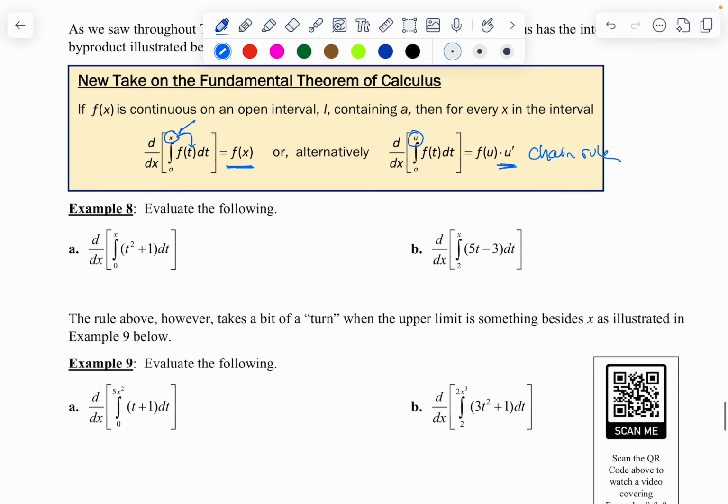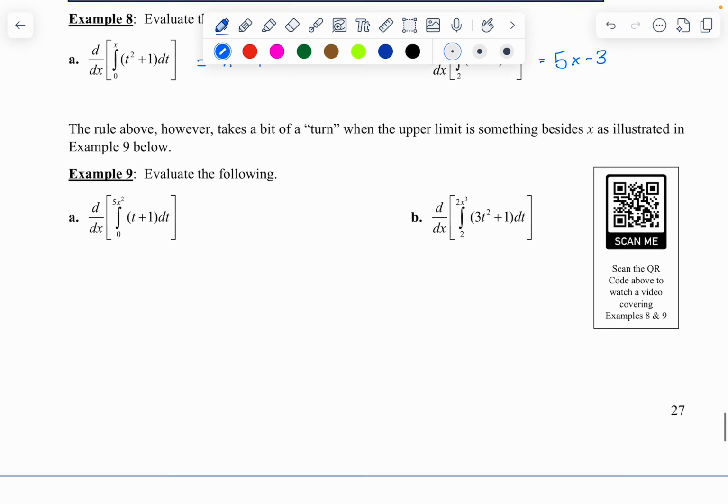So let's evaluate the following just to review, right? We go from 0 to x. The derivative of the integral from 0 to x is just going to be x squared plus 1. And here, the derivative is just going to be 5x minus 3, and we're done, right? The rule above, however, takes a bit of a turn when the upper limit is something besides x, as illustrated in the example below.